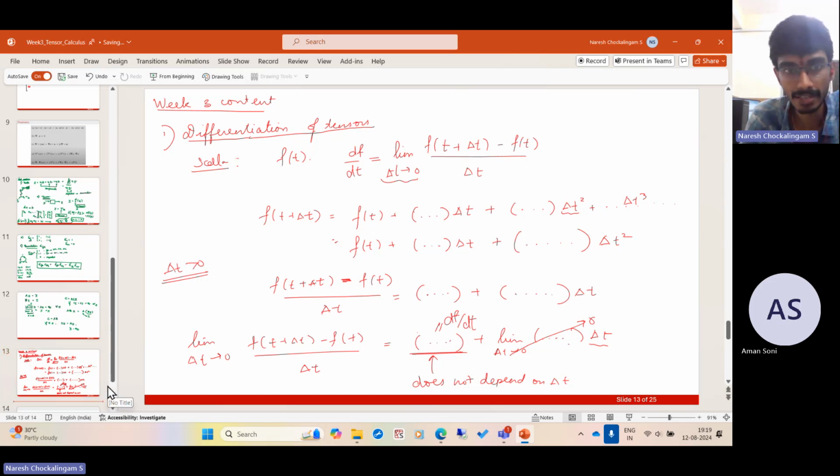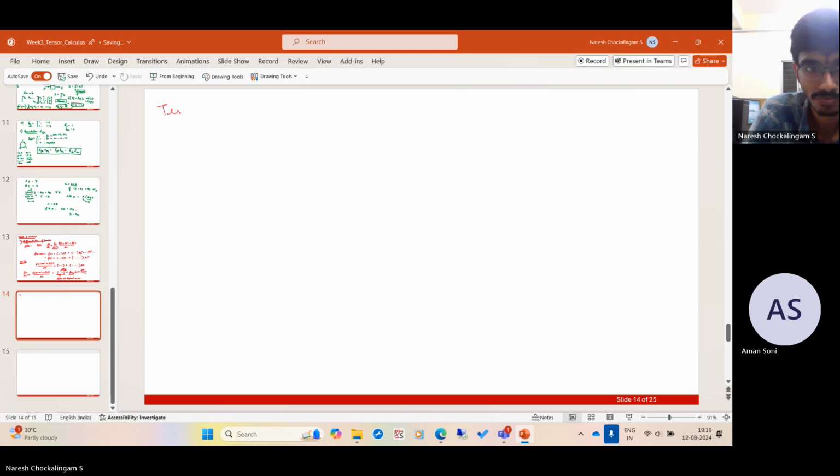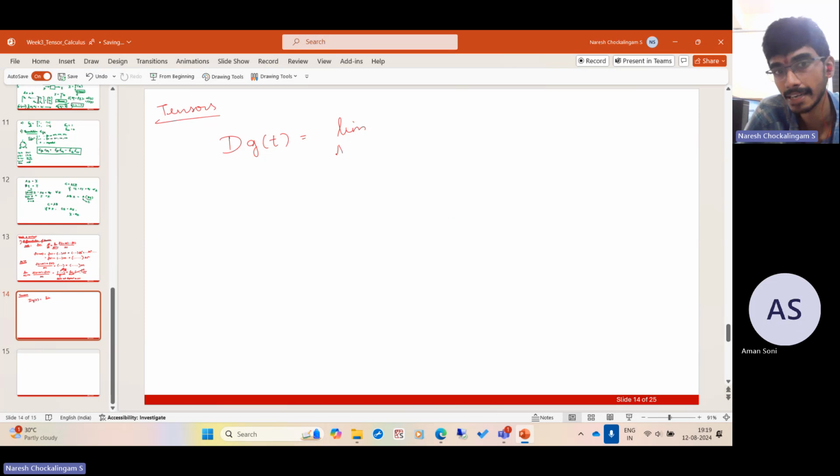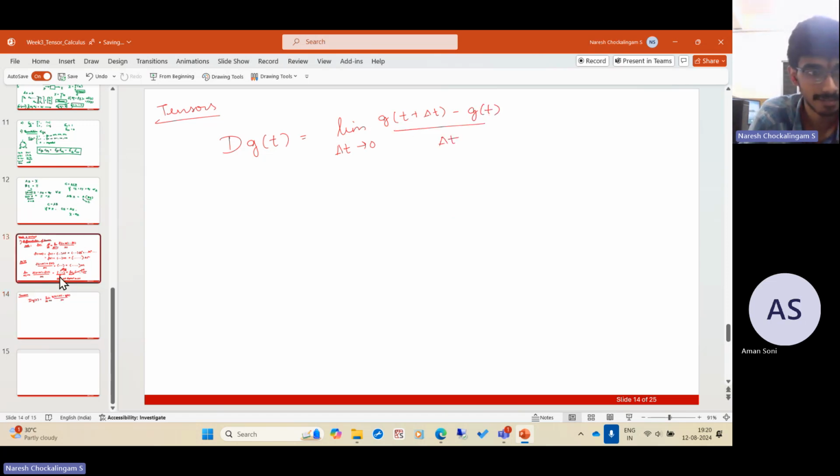We can also extend this definition to tensors. How do you do that? So we define d, an operator d, which is analogous to d by dt in scalars, of a scalar valued function of the vector t, as the limit delta t tending to 0 of g of t plus delta t minus g of t by delta t. So that is basically this.